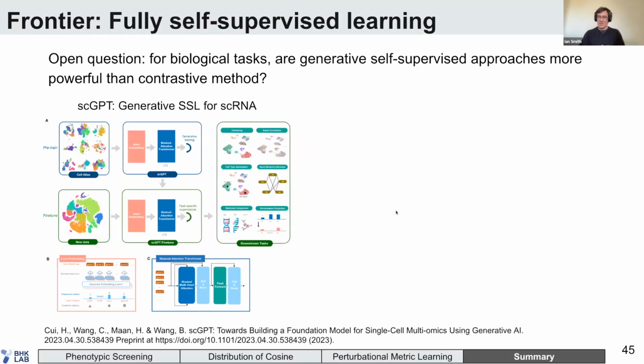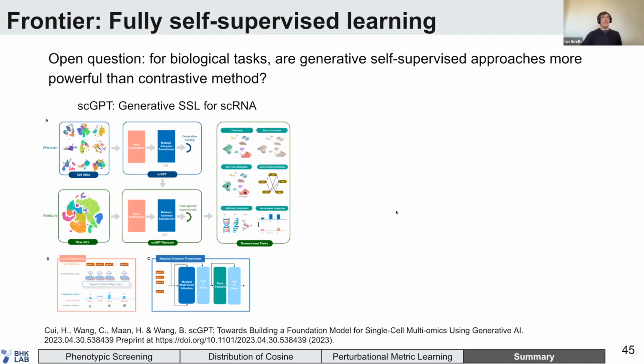Right, so I'm sorry, I'm running a little bit over time, but I want to mention a few future directions. I think the frontier for a lot of this representation learning is fully self-supervised learning. I want to highlight a paper, scGPT, from the Bo Wang lab that trains a generative self-supervised learning model on single-cell RNA-seq data, a foundation model for mining single-cell RNA, which looks quite interesting and quite promising.